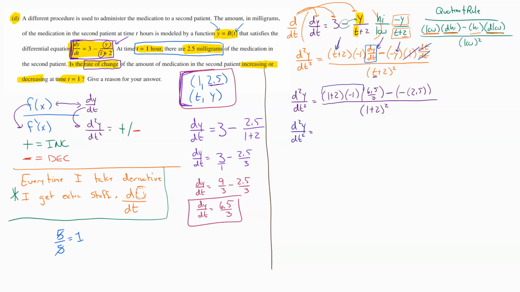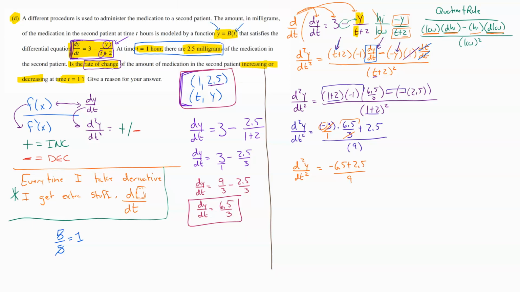So here we get, this is 1 plus 2 is 3. 3 times negative 1 is going to get us negative 3 times, we still have that 6.5 over 3. Then that negative negative is going to give us a plus 2.5. And all of this is over 1 plus 2 is 3. 3 squared is 9. Keep rolling the algebra, right? Looking back at the front here, that's really negative 3 over 1. So that 3 can cancel out with that 3. That's going to leave us with a negative 6.5 on top. So we end up with negative 6.5 plus 2.5, and all of that is over 9.